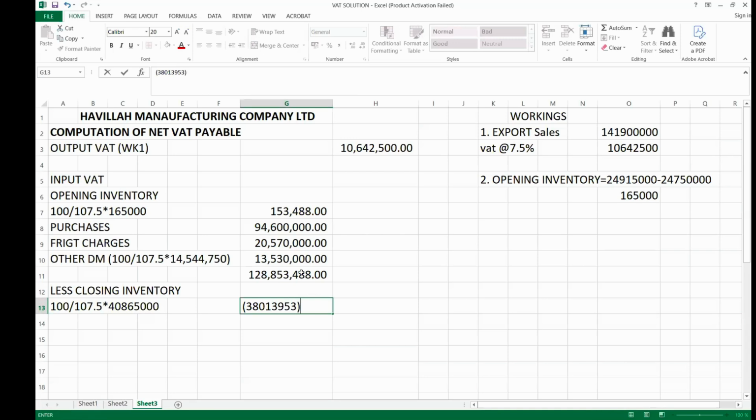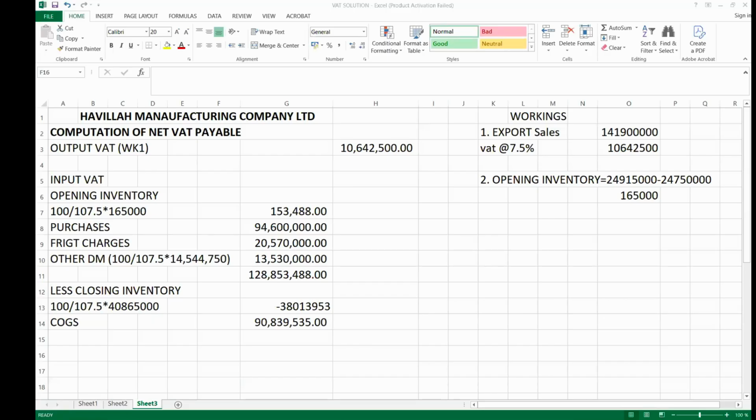38,013,953. So for the closing inventory, we look at the difference between this and this. This minus this will give us the cost of goods sold. This cost of goods sold is what we are now going to apply our VAT on.